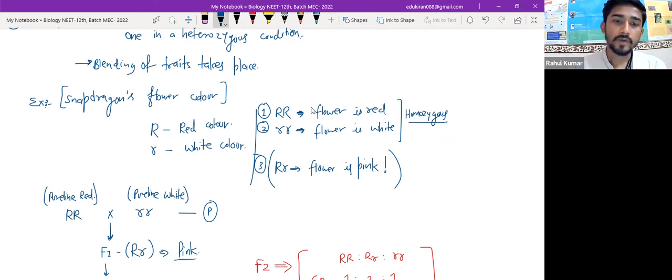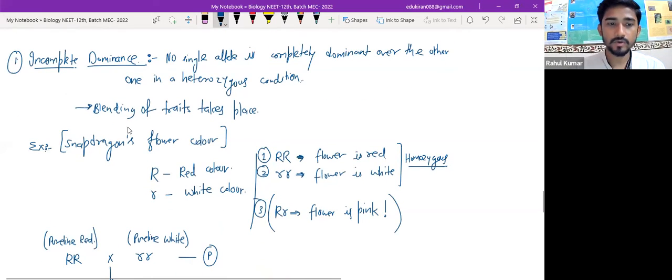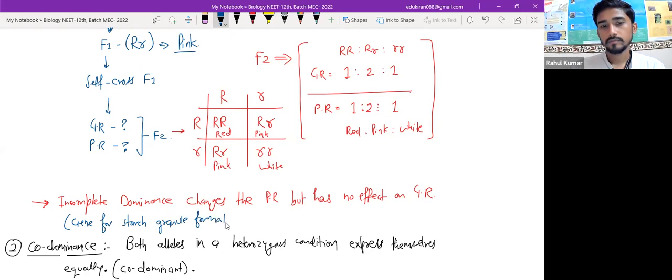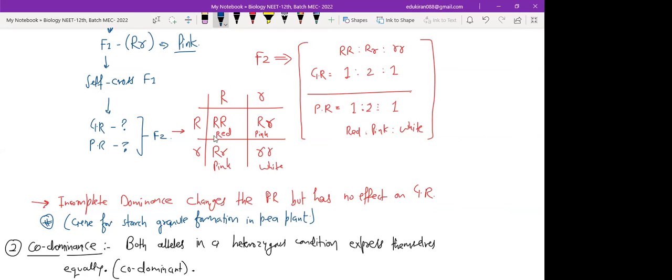Okay. So write down as a homework for incomplete dominance, you have to read gene for starch granule formation in pea plant. It's there in NCERT. Will you read this? Everyone, Rifat, Atif, this is a homework. Okay, sir. It's the same thing as the Snapdragon plant.